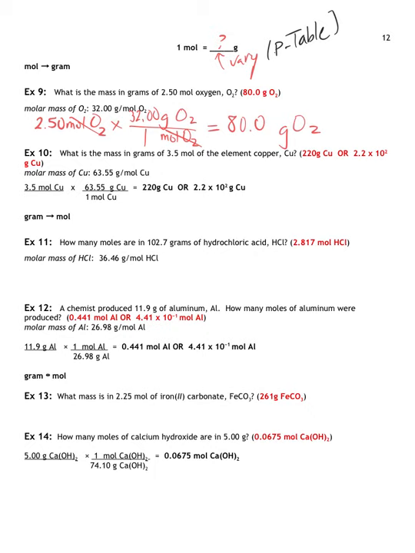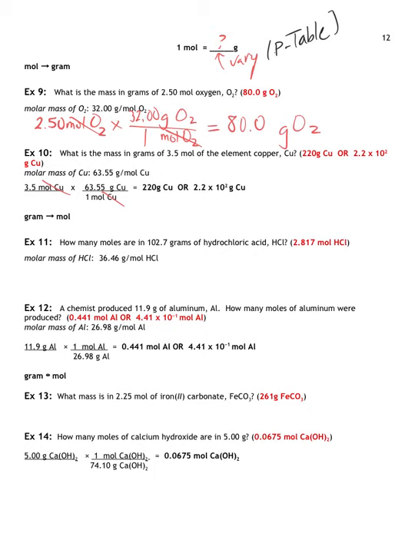I want you to pause and work through example 10. Okay, unpause. And you should see in number 10, you're always checking out the units and you're trying to cancel the unit you want so you can get the unit you desire. And the molar mass of copper was found on the periodic table, it's 63.55 grams per mole.